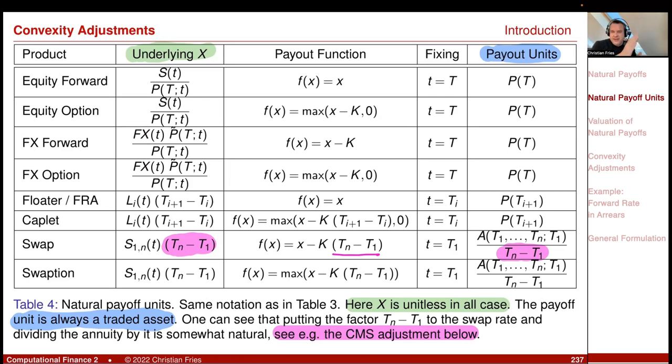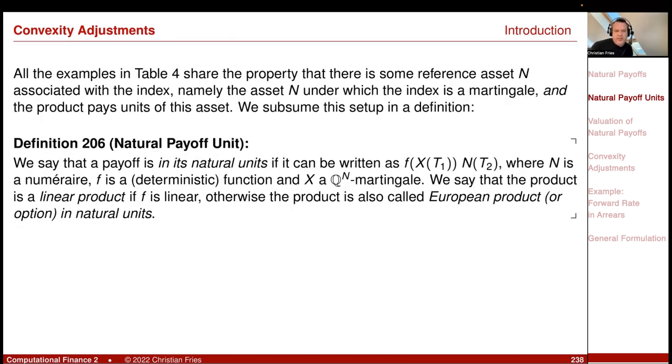We always had a unitless index that was associated with this natural payoff unit. So let's give it a short definition. I say that a payoff is in its natural unit if I can write it in this form: I have some function of my index, which could be nonlinear, multiplied with my numerator N. N is a numerator, and my index is a martingale under the corresponding measure.